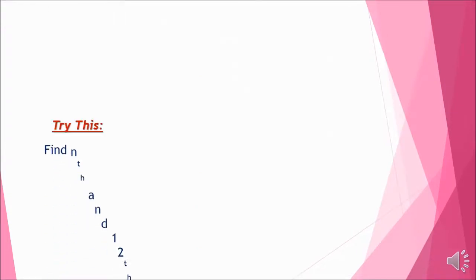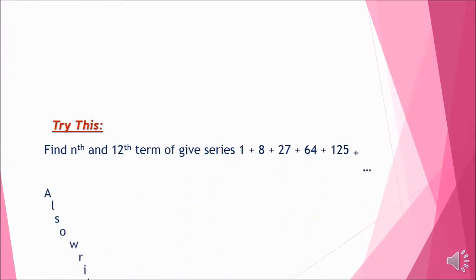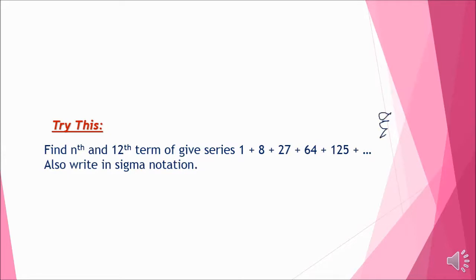Try this. Find the nth and 12th term of the given series. We can easily find it, and also write it in sigma notation. It is dot dot dot, so it will be an infinite series. We have to write infinity above and 1 at the first. Now you can easily find the answer to this question.